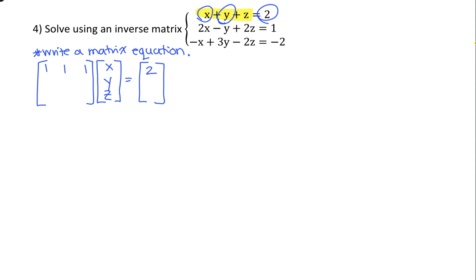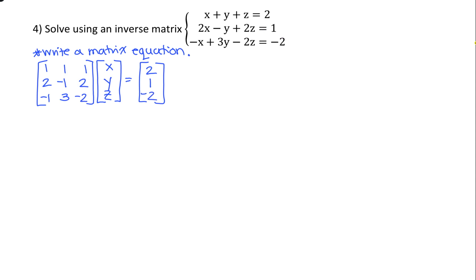So now if I did my multiplication like this, row by column, it equals 2. And that gives me my first equation. So my second equation is going to be 2, negative 1, 2, and if I multiply this row by column, that's going to be 2x minus y plus 2z, that equals 1. That's going to go in my second entry. And then my last equation becomes -1, 3, -2 times xyz equals -2.